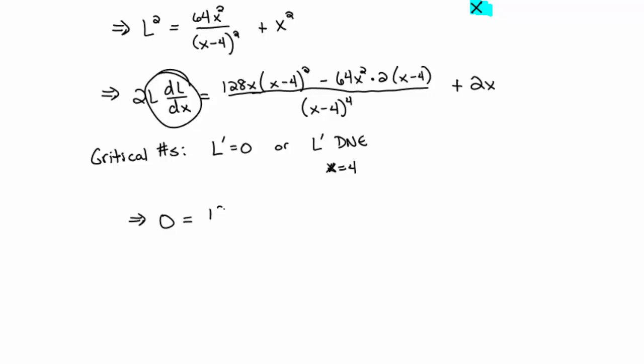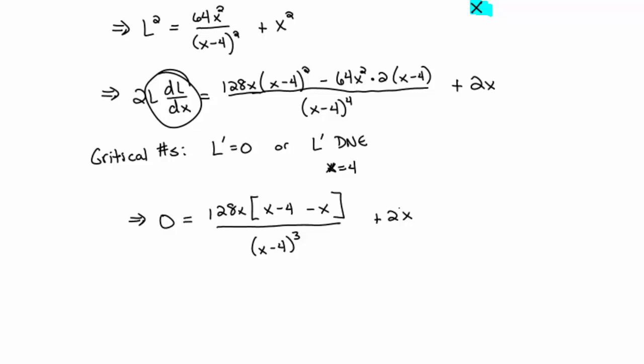So 128x times the quantity x minus 4. Remember, I factored off a 128 and an x, so just minus x here, all over the x minus 4 being cubed now because I deleted off 1 power, plus 2x. That's not bad. And let's see what else we could do.